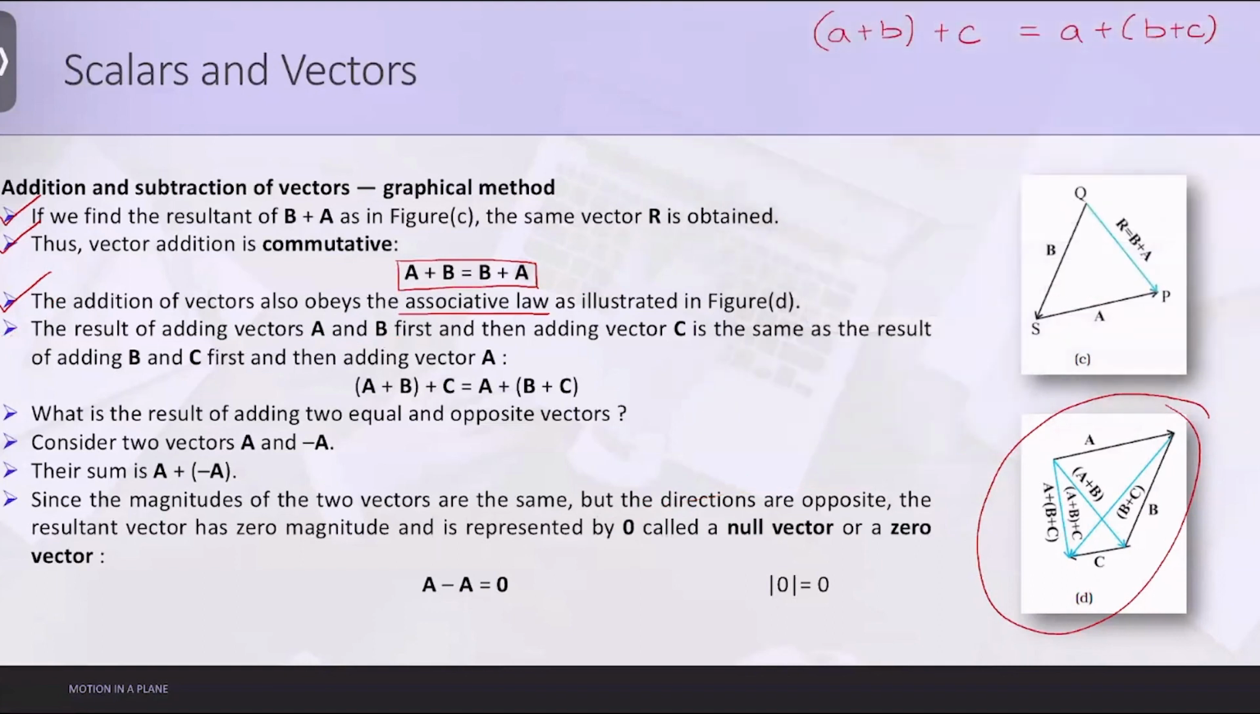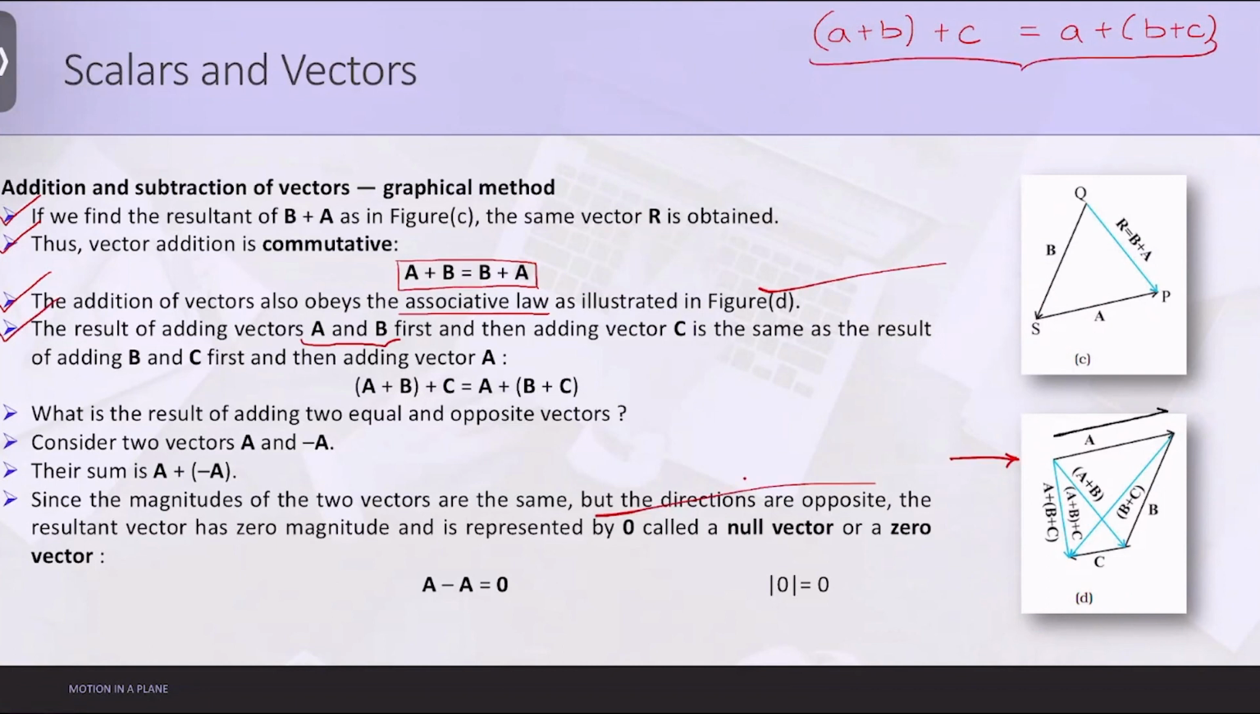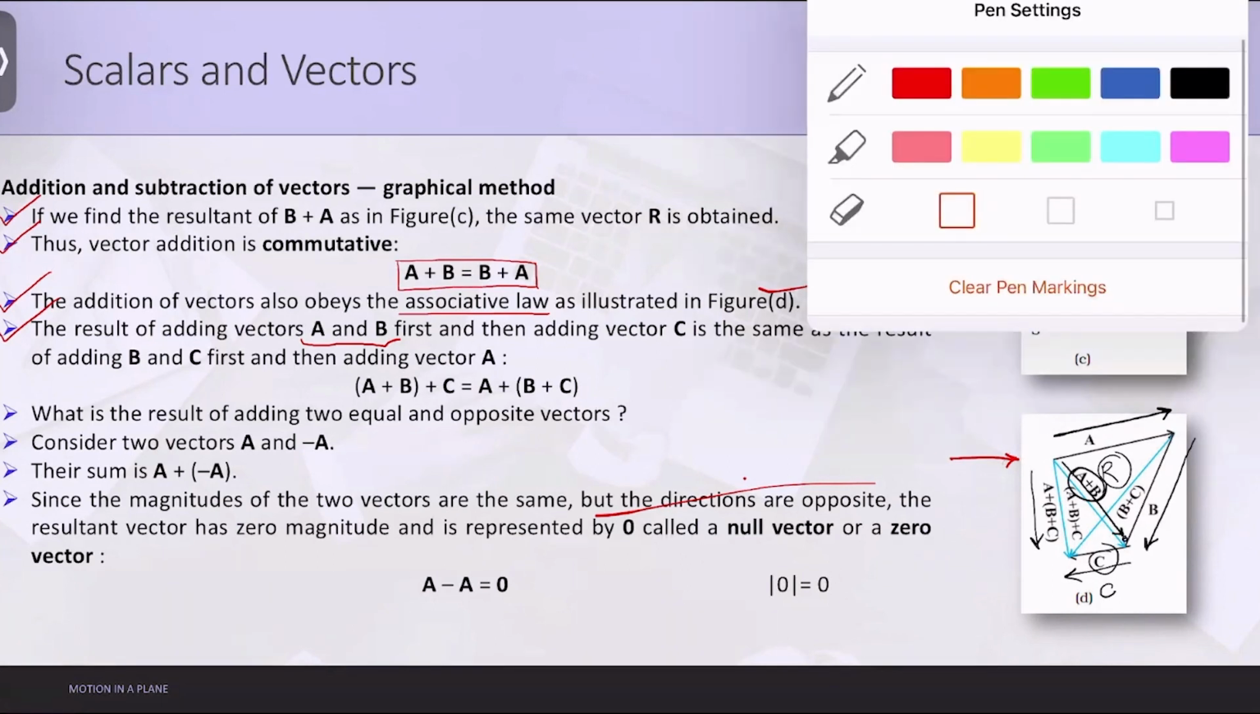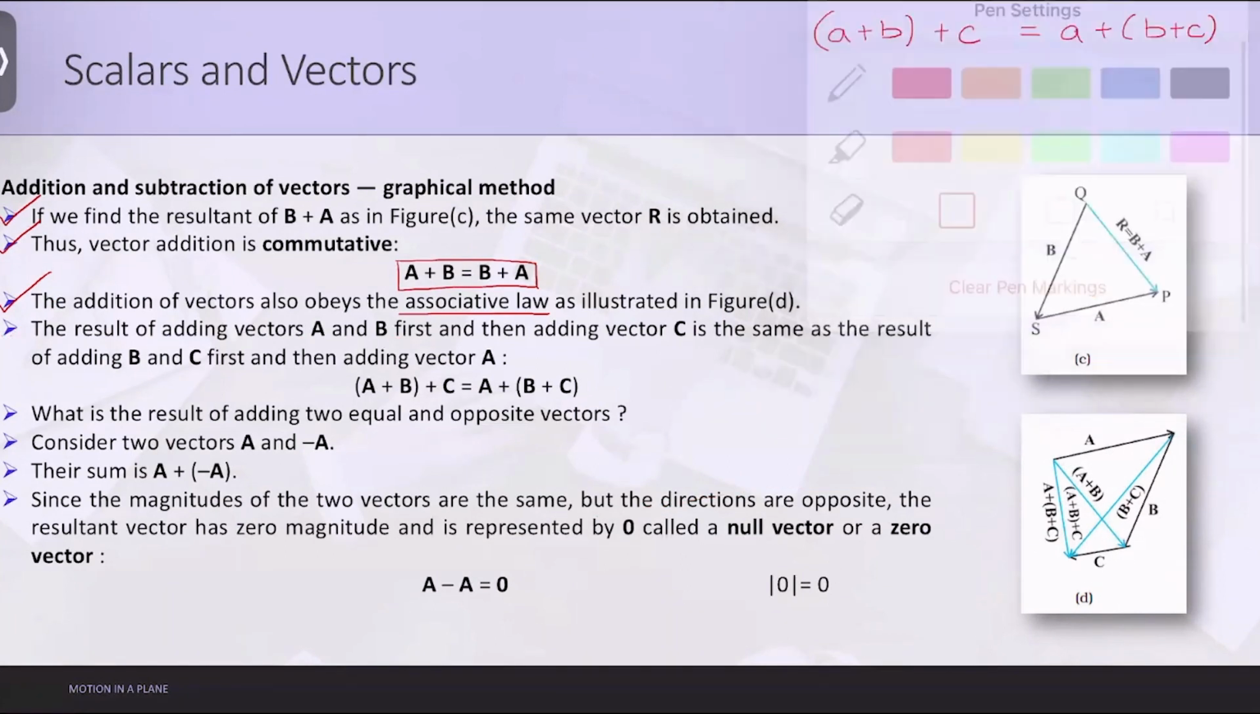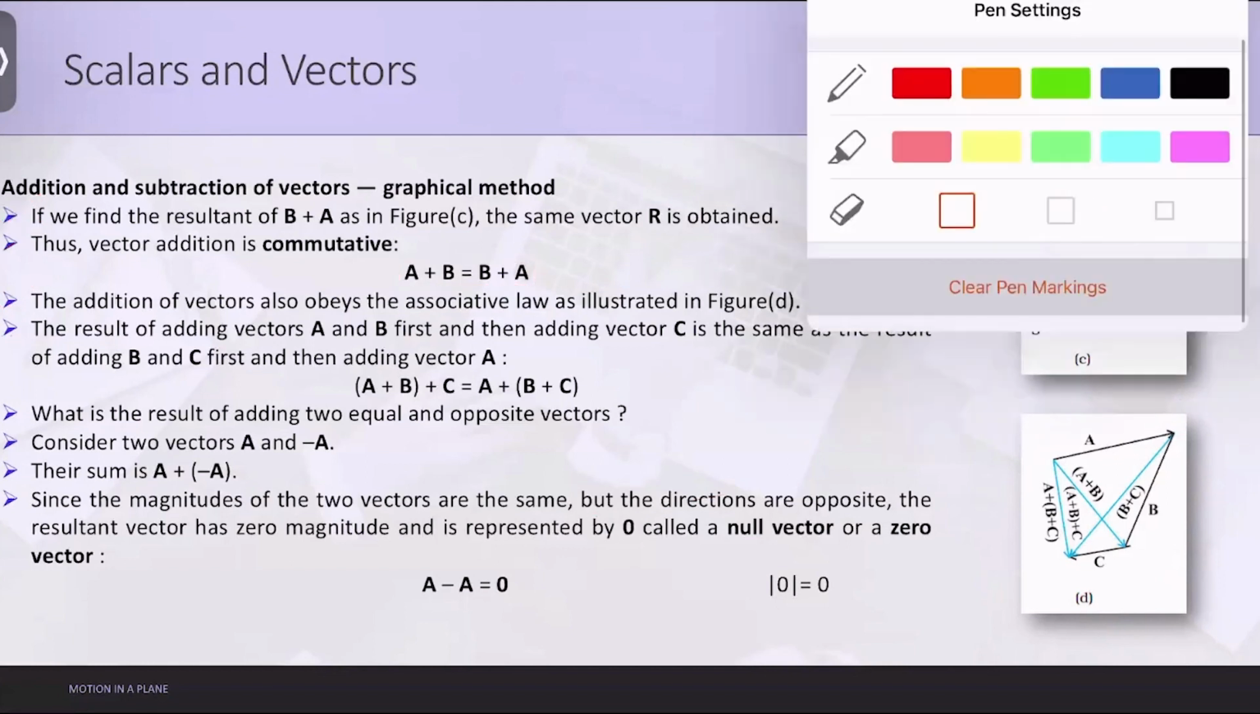So let us suppose that this is your vector A and this is your vector B. So that means that this will be your resultant vector A plus B. Correct? Now what we are doing is, with this resultant vector we are adding vector C. So at the tip of this we just kept vector C, and therefore vector R plus vector C will give you vector A. So this may be a little difficult to explain. I will go and explain it again.